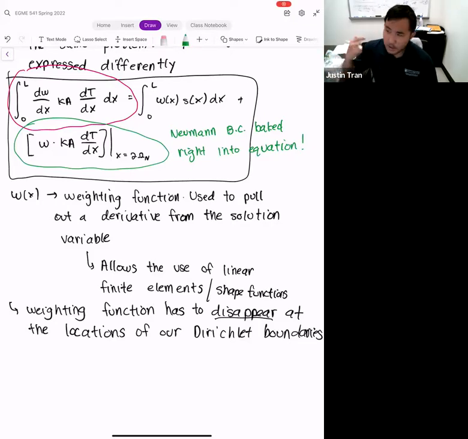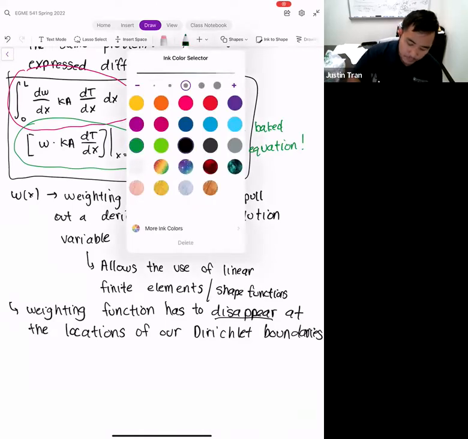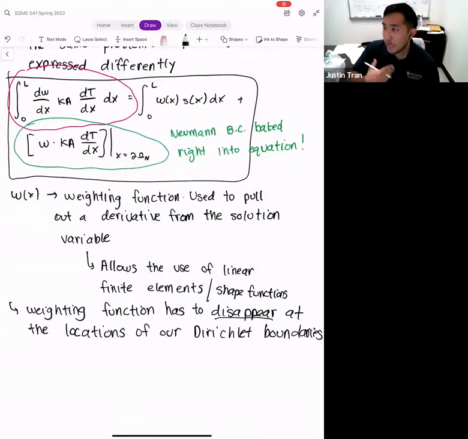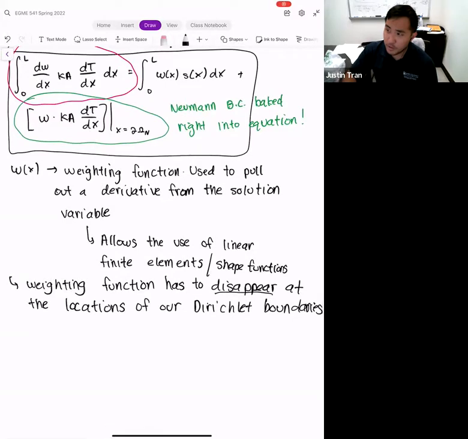What's not baked in here, though, is our Dirichlet boundary conditions, or the locations where we specify the solution variable directly. Just like the strong form, we have to do that separately. I guess in the weak form case, we do it kind of before, right? When we have Dirichlet boundary conditions, in order for the solution to work out, the weighting function has to disappear at those locations. You'll see how we apply that once we work through an example.